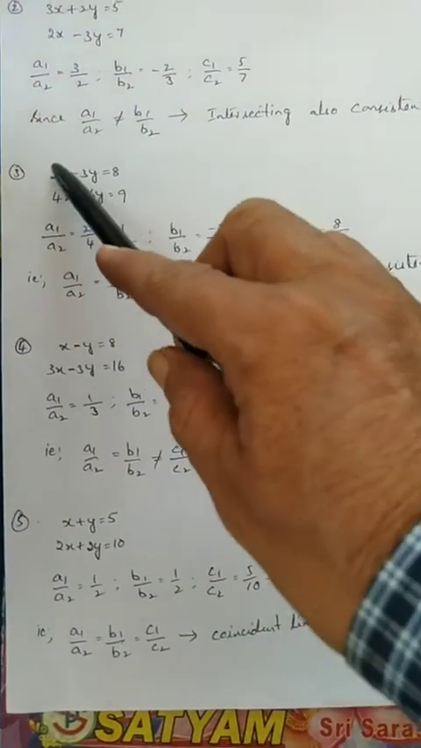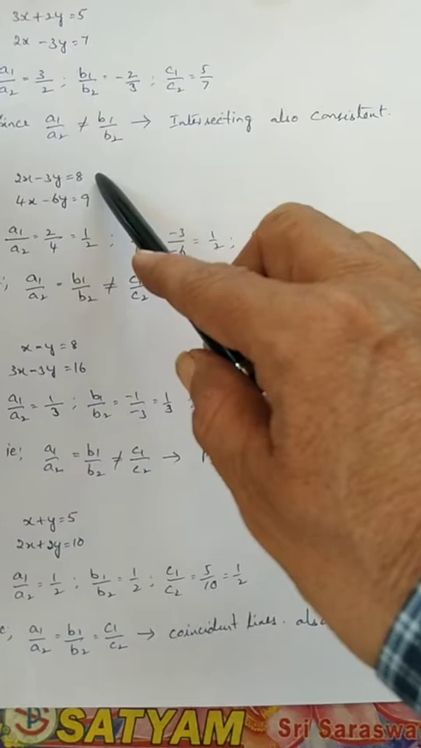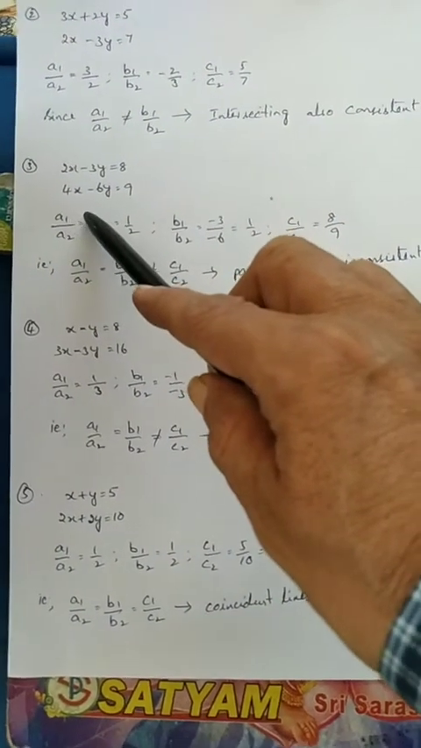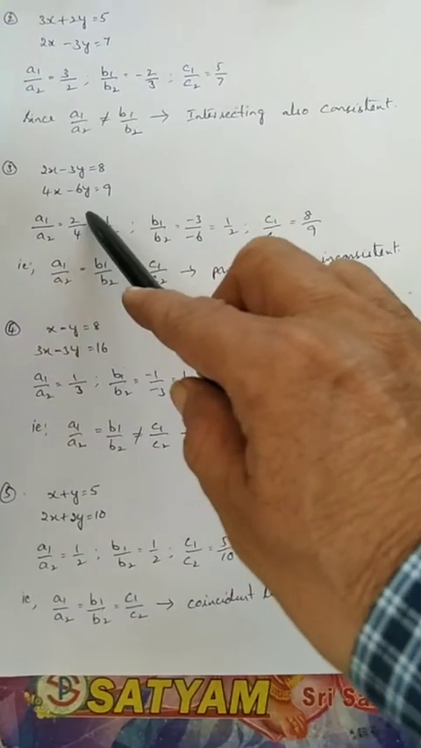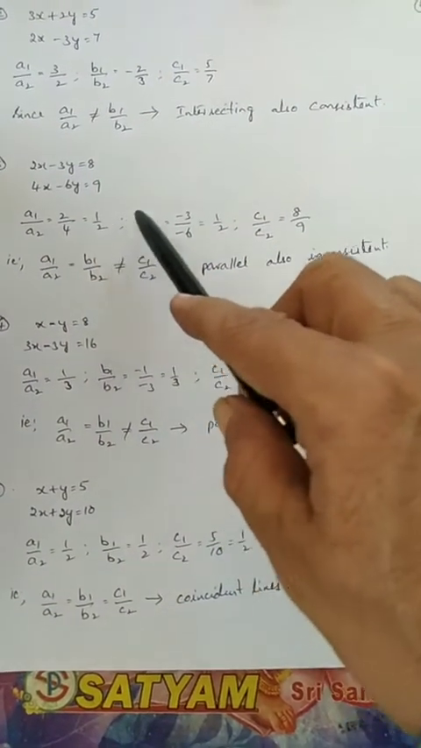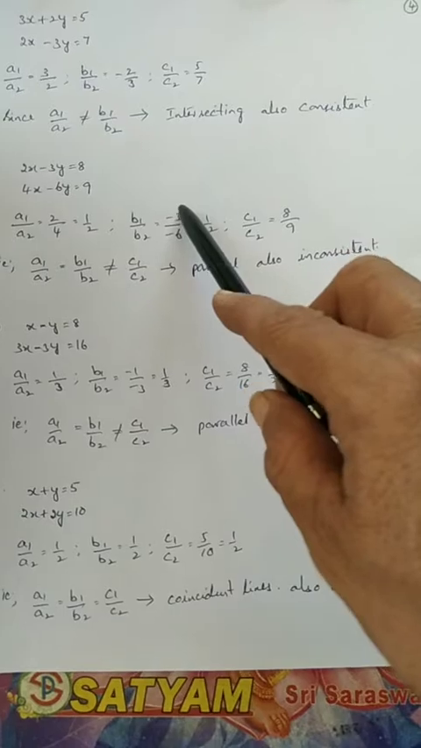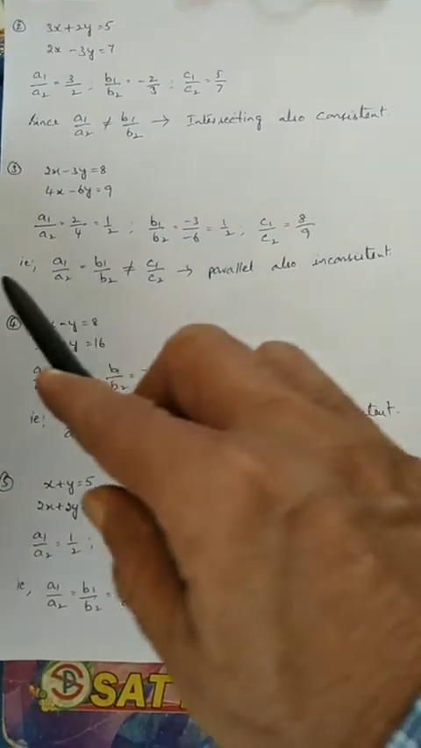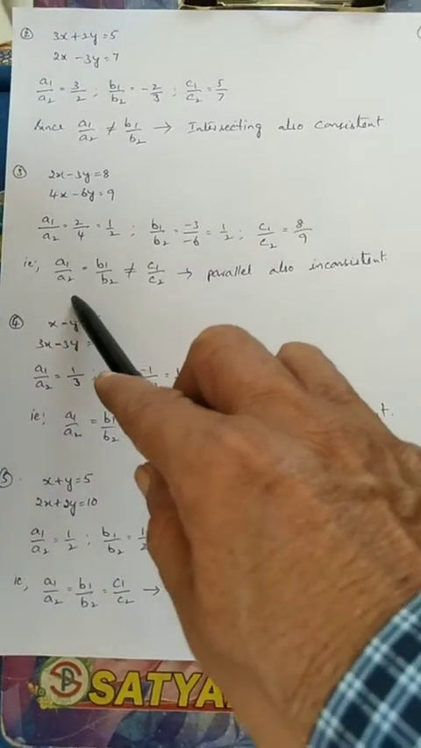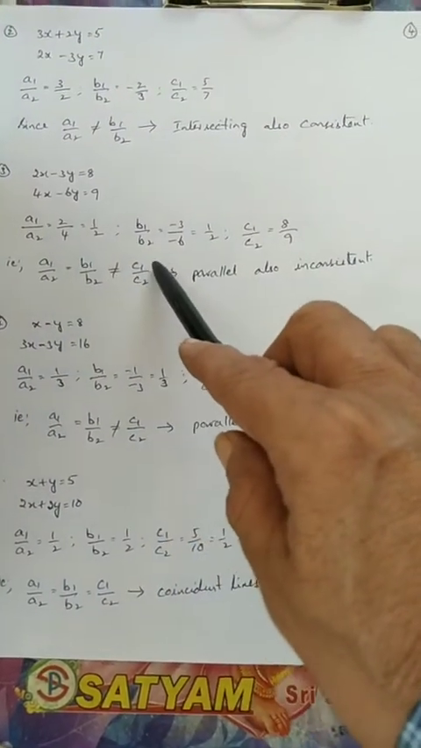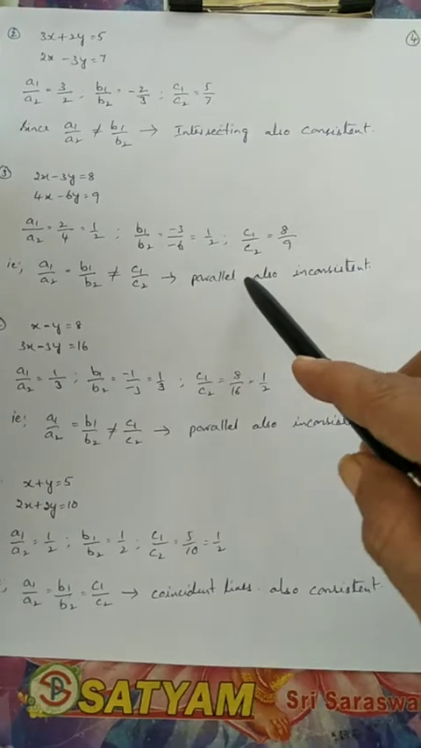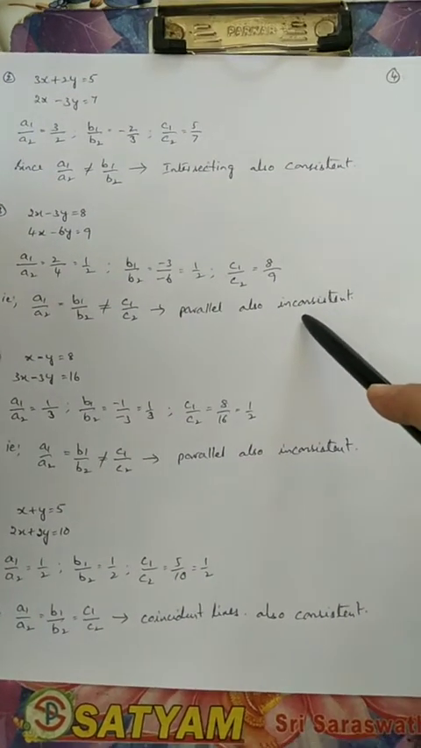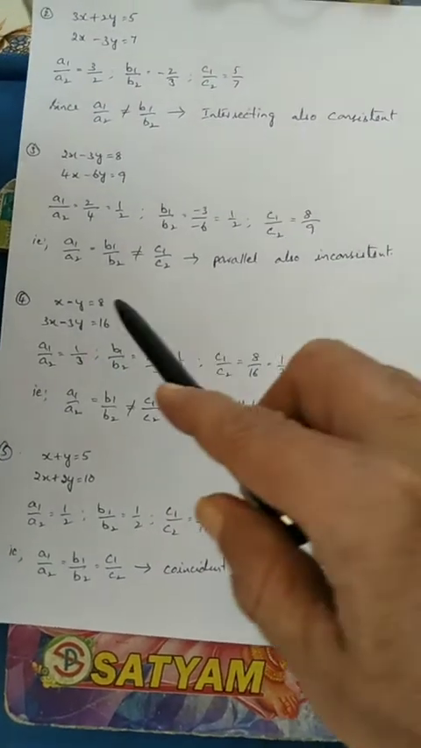In the next case, 2x minus 3y is equal to 8, 4x minus 6y is equal to 9. Here if you compare, A1 by A2 is equal to 2 by 4, that is a half. B1 by B2 is minus 3 by minus 6, that is a half. C1 by C2 is equal to 8 by 9. That is, A1 by A2 is equal to B1 by B2 is not equal to C1 by C2. Then we can call them parallel, or also we can call them inconsistent.